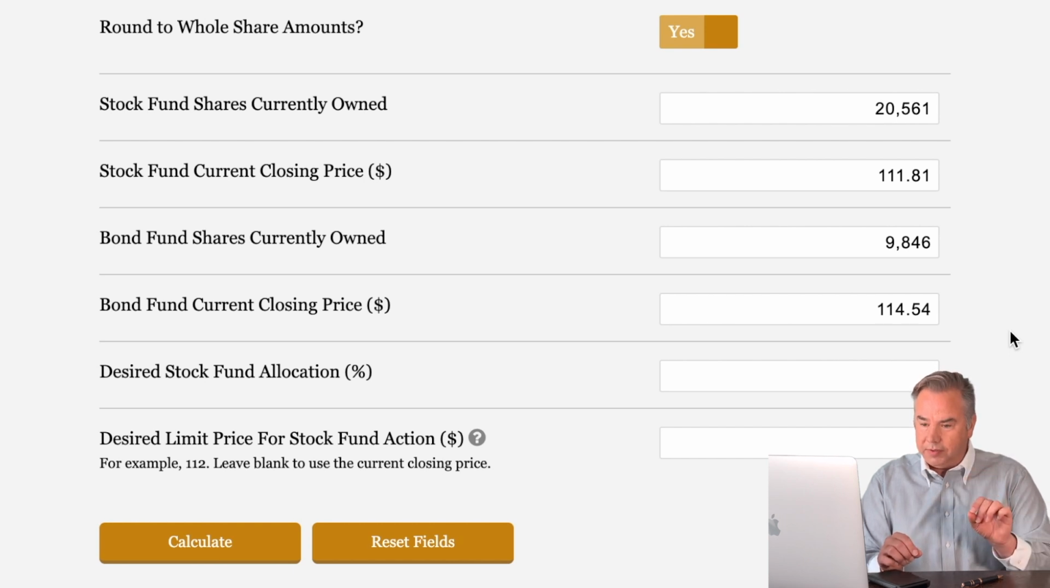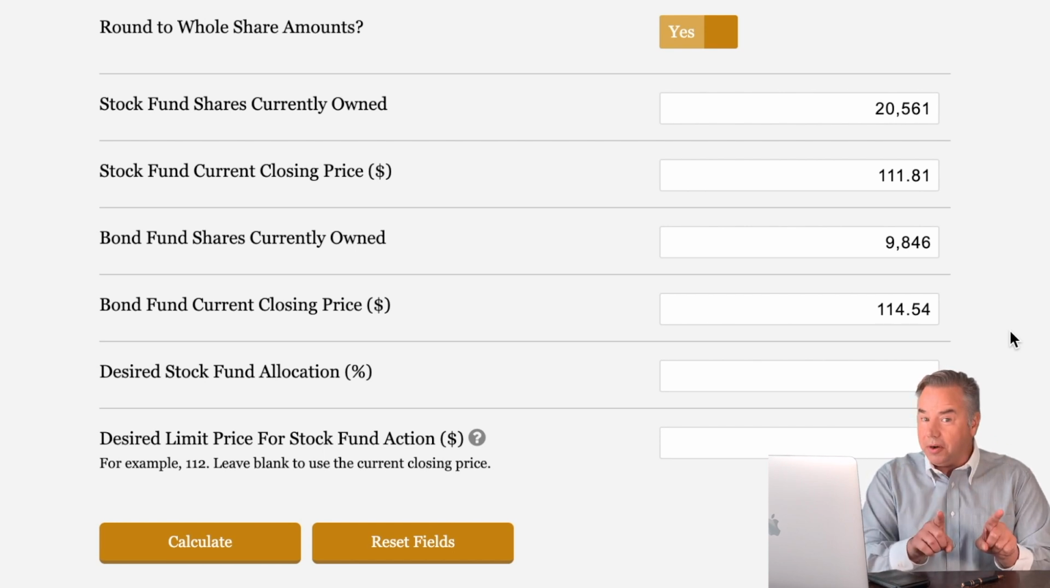If you're trying to calculate something else with this, it won't work. So don't try to calculate something else with this. Stock fund shares currently owned, stock fund current closing price, bond fund shares currently owned, bond fund current closing price. Get that data in and you're good to go.